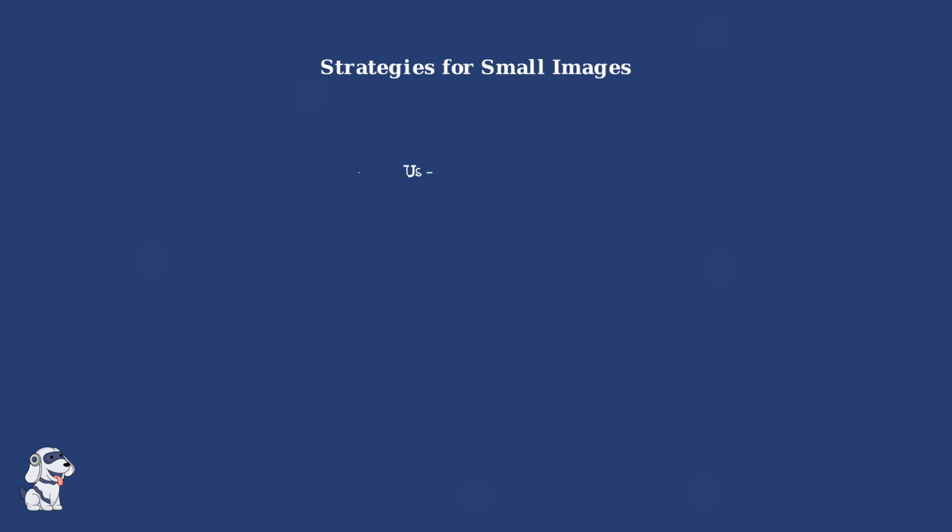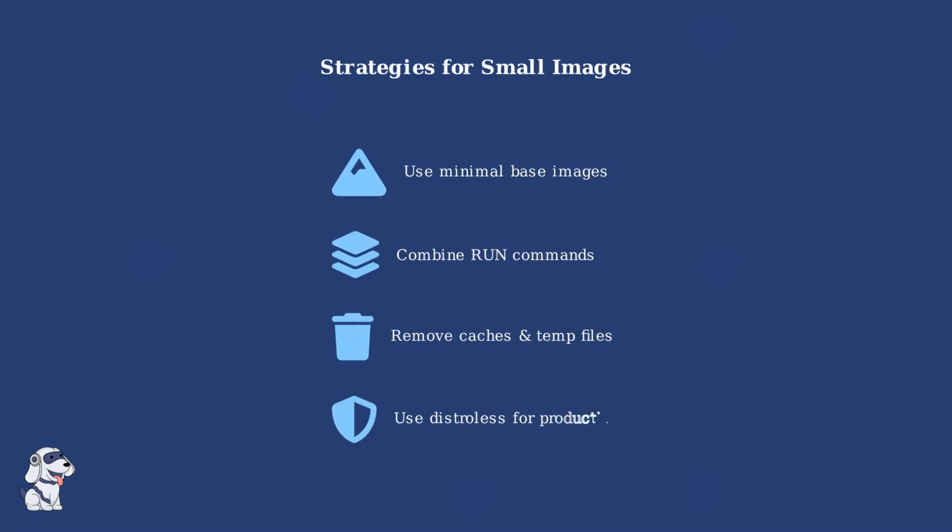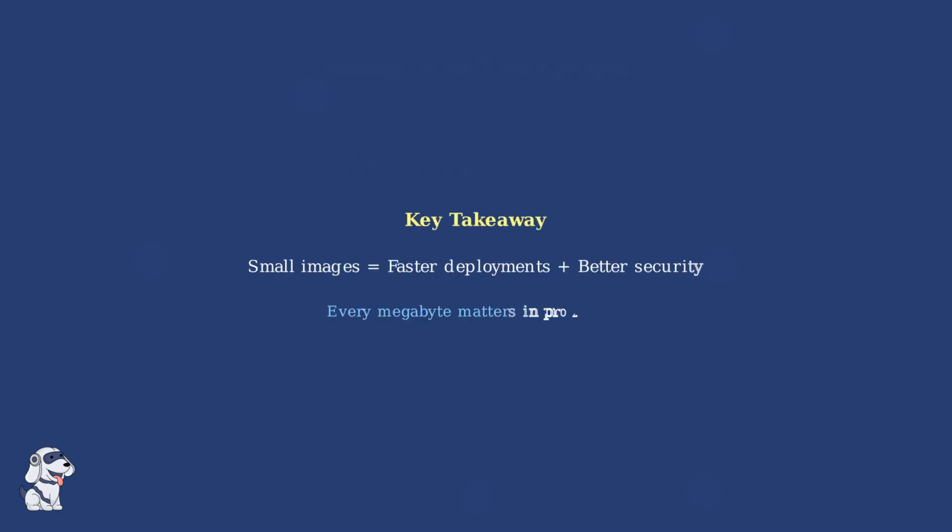Here are some practical strategies to keep your container images small. Use minimal base images like Alpine Linux or distroless images. Combine multiple RUN commands to reduce layers, and remove package caches and temporary files after installation. Remember, small container images lead to faster deployments and improved security. Every megabyte you remove makes your application more efficient and secure in production environments.